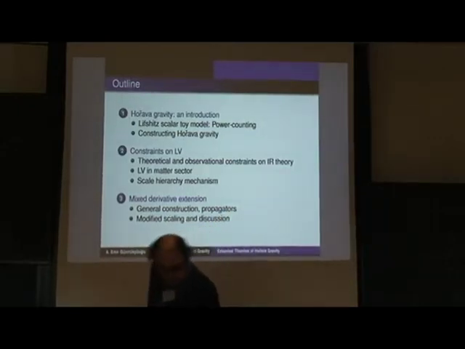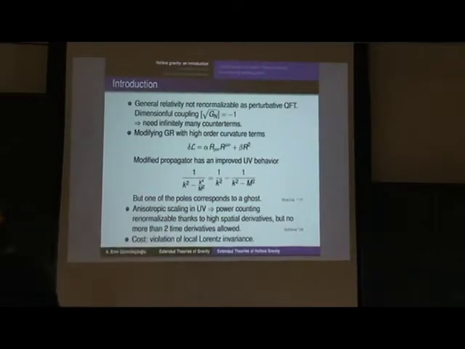So now, we know general relativity is not renormalizable as a perturbative quantum field theory, but we also know that if you add higher order terms in the curvature, like Stelle did, you can have an improved UV behavior. You can get this nice k to the 4 behavior of the propagator in the UV. But this comes with a cost, and that's basically you get a new degree of freedom, a massive ghost in this case.